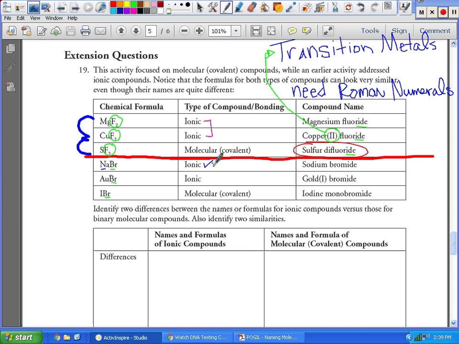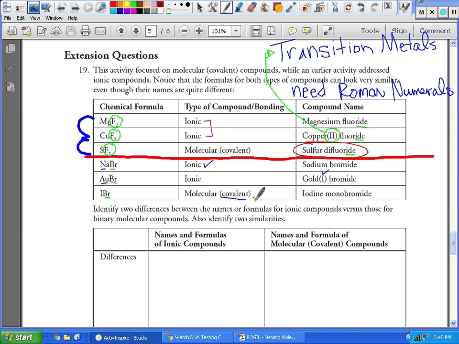What is Au? It's gold. Now, is gold a transition metal? Yes. Now, all transition metals need what? Does it have a Roman numeral in its name? Yep, it checks off. Okay? And then finally, we've got IBr. Now, what is I by name? Iodine. Is iodine a metal or a non-metal? Non-metal. So we've got a non-metal and a non-metal. Even if I didn't tell you it was covalent, how could you look at the name and know that it was covalent? It's got prefixes.